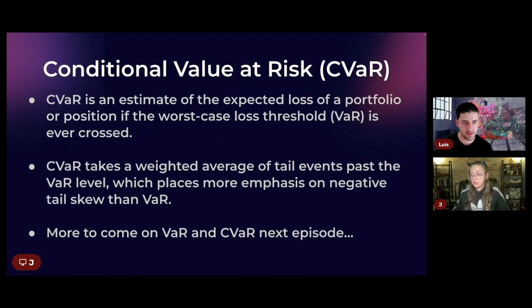And then conditional value at risk is a variation of value at risk, but this gives the estimate of the expected loss of a portfolio or a position if that worst case loss threshold, the value at risk, is ever crossed. So basically what we're doing is looking at the bottom 5 percentile of the distribution, and taking a weighted average of those occurrences, and that gives us conditional value at risk. So it gives an even more extreme estimation of that tail risk than even value at risk.